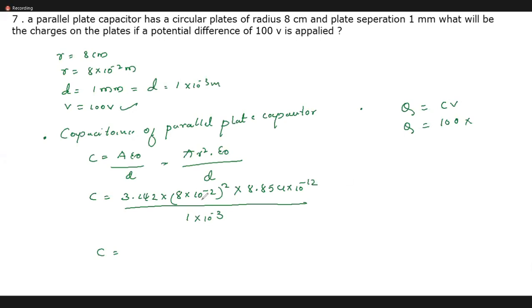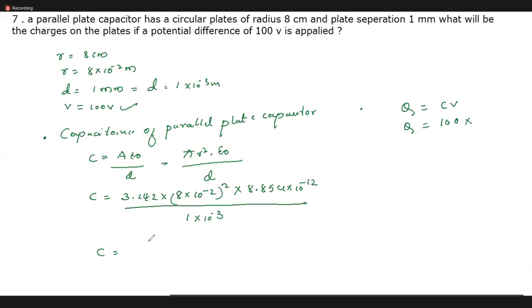Okay, 3.142 into 8 into 8.854 divided by 1.78? Ma'am, it's 1.78 into 10 power minus 10. Please check with powers. You should get 10 to the power of minus 8. 1.78 into 10 to the power of minus 8.